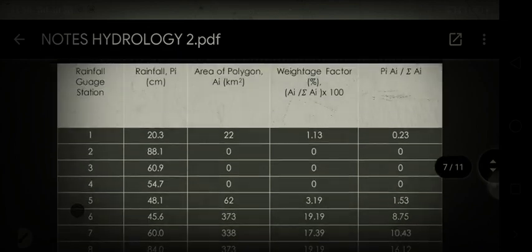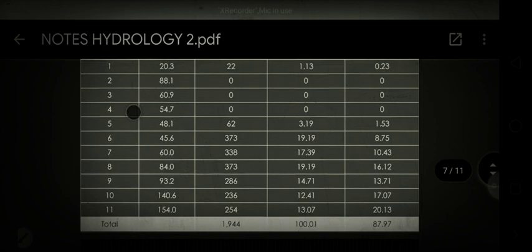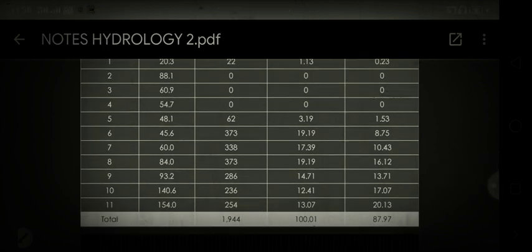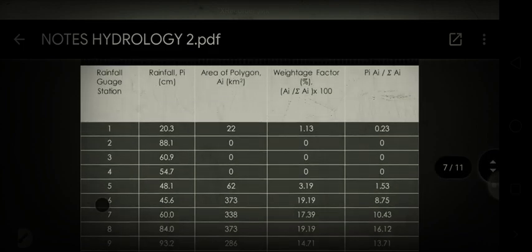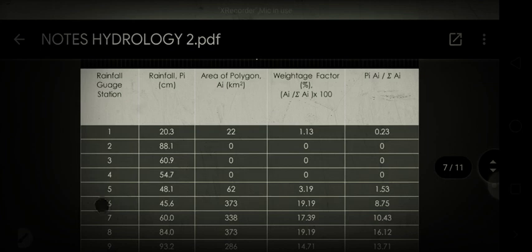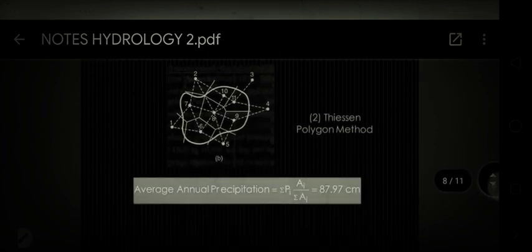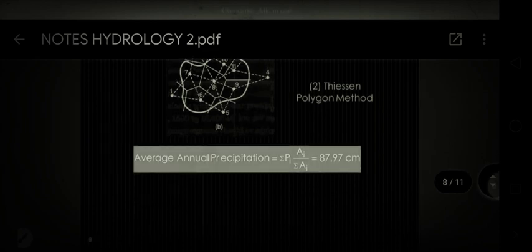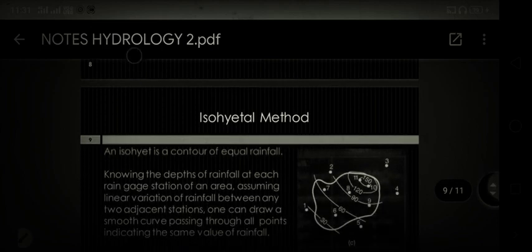So if we take the total value, the total area of the polygon will be 1944. The weightage factor will be 100.0, and the weightage will be 87.97. So as per the Thiessen polygon method, the average annual precipitation, summation of Pi into Ai by summation of Ai, is equal to 87.97, which will be our answer, 87.97 centimeter.